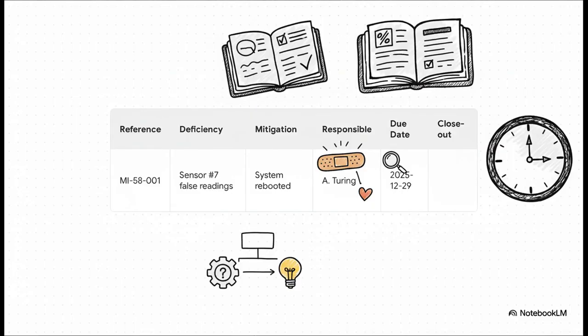We give the problem a unique ID, MI-58001, and a super clear description, sensor #7, false readings. Then we note the immediate fix, system rebooted. That's our band-aid. And here's the crucial part. We assign a responsible person. Now, somebody owns this problem, and the clock is ticking on finding a real solution.